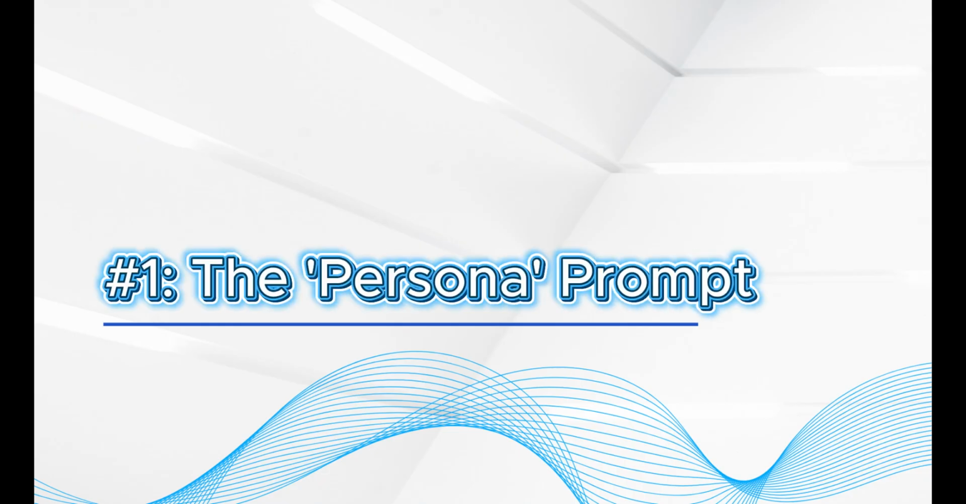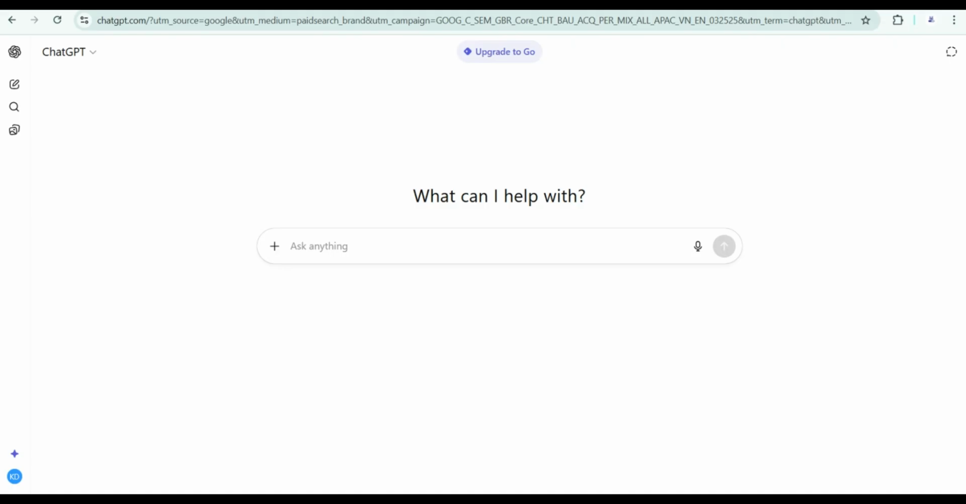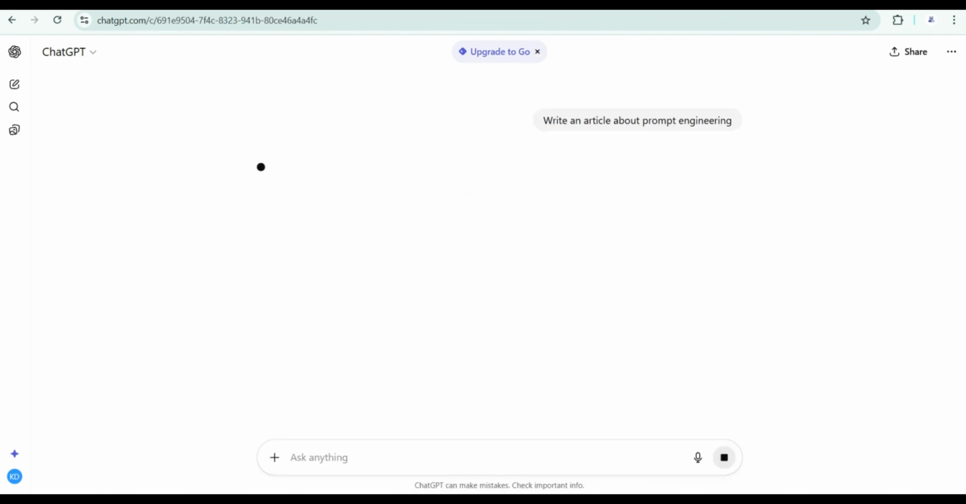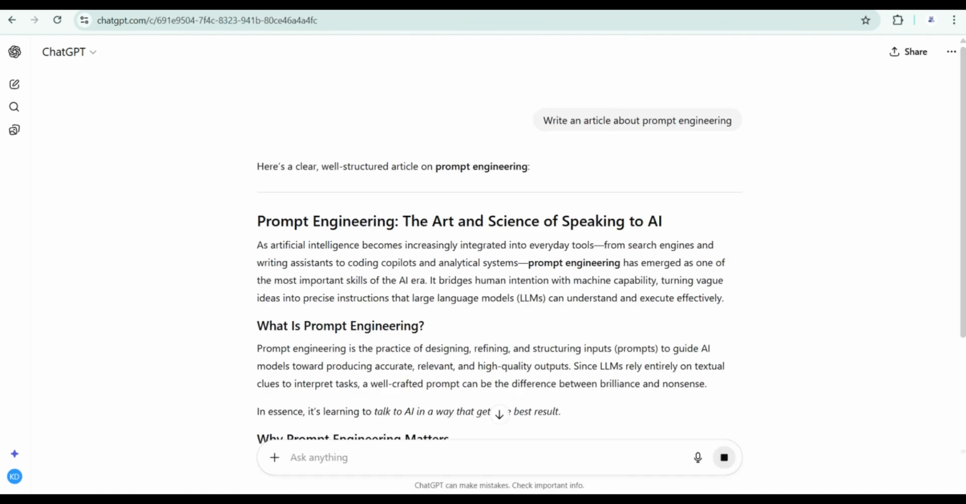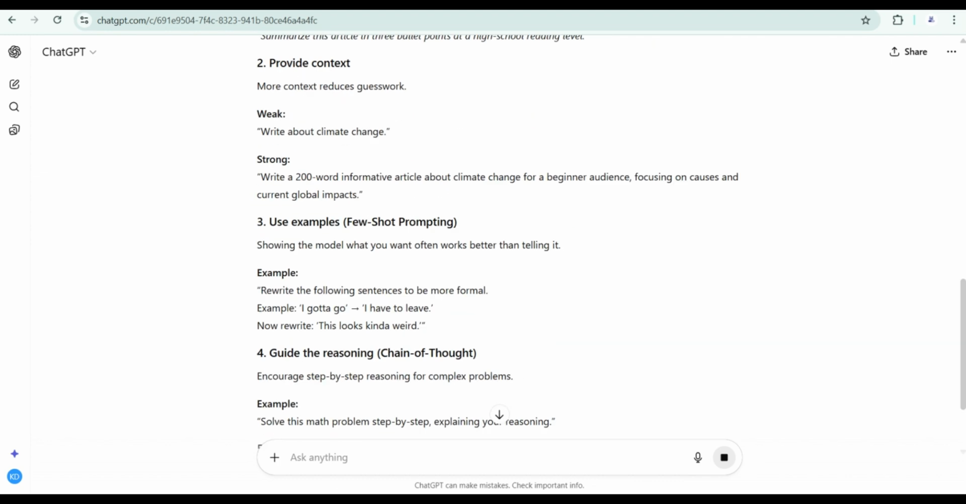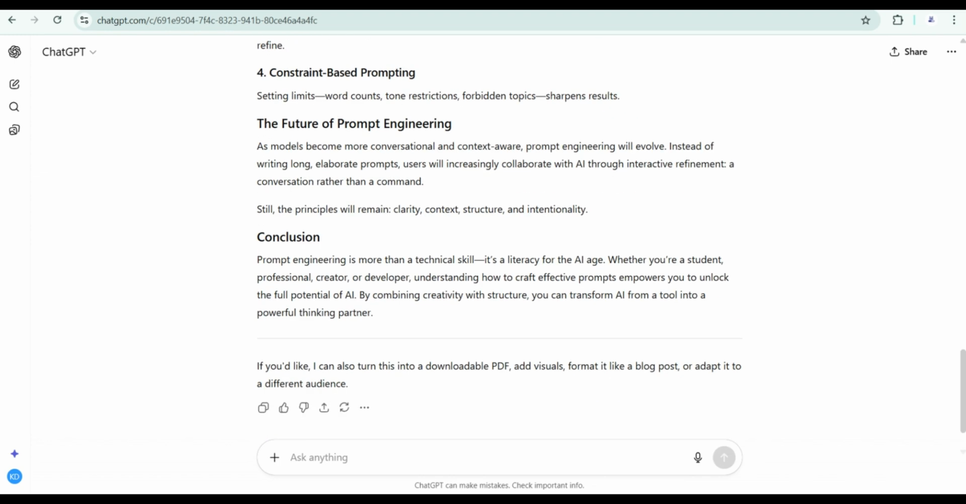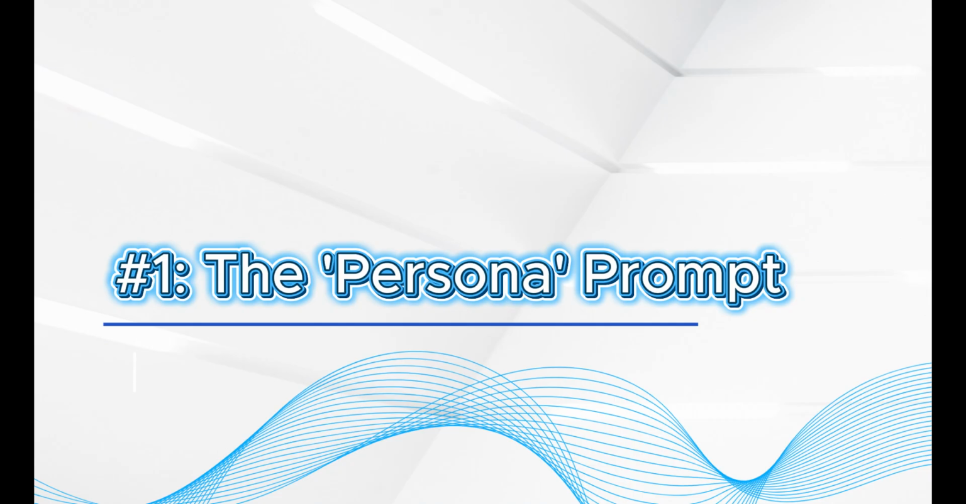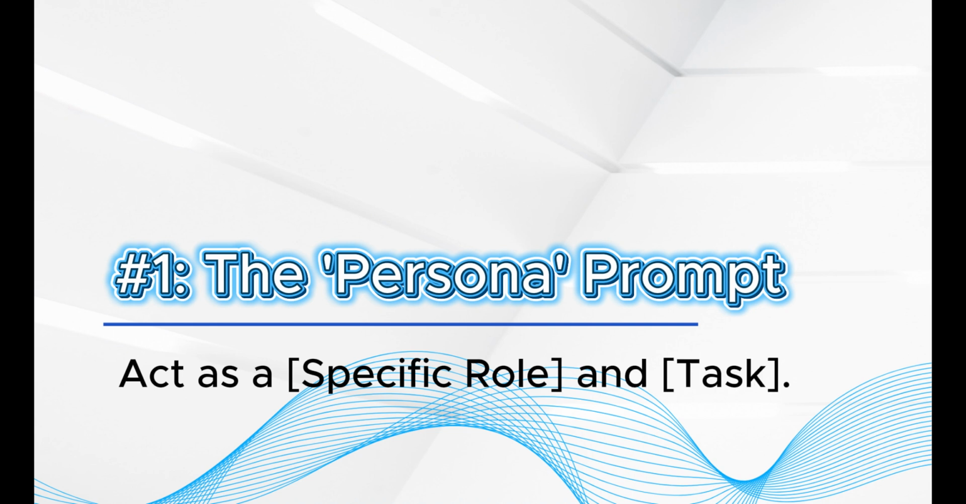Alright, let's dive into the core of free chat mastery. Secret number 1 is all about the persona prompt. The biggest mistake people make is asking chat generic questions. When you do that, you get generic answers, but the free version becomes powerful when you force it to become a specific expert. The formula is simple: act as a specific role and task.